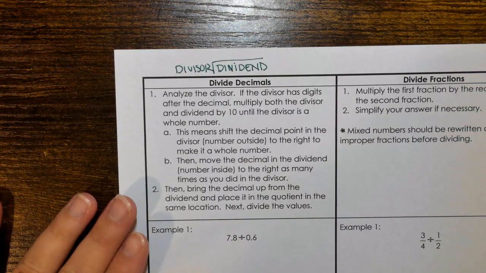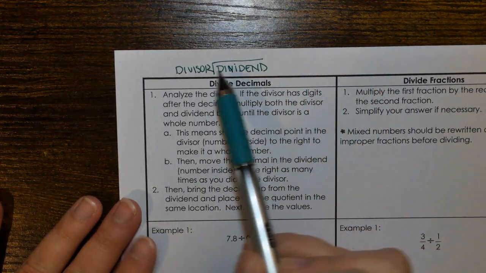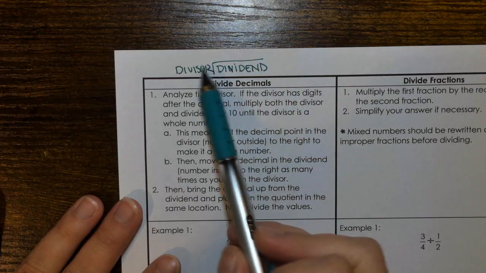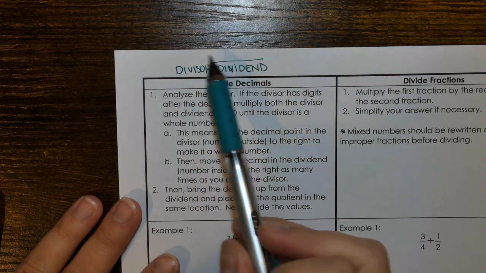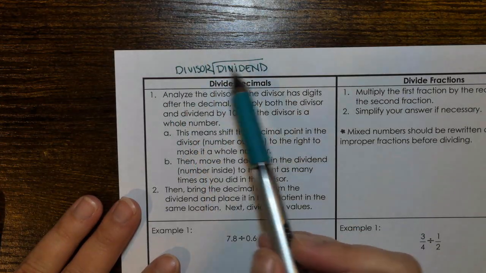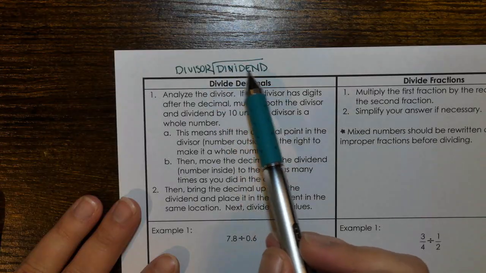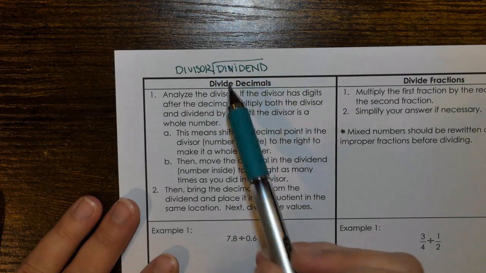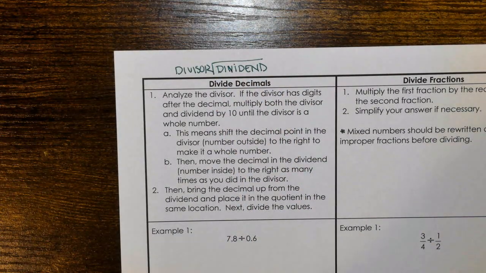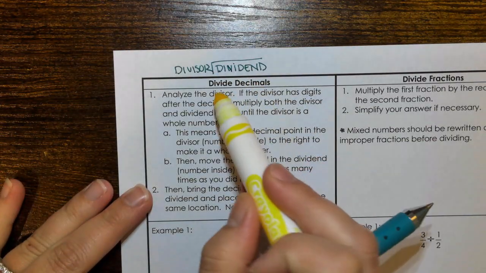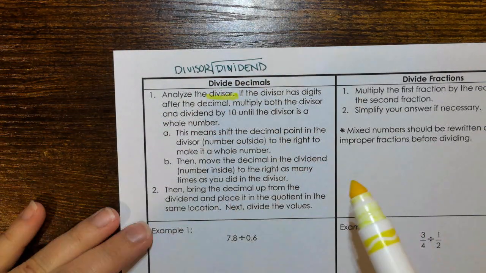Before we can begin dividing decimals, we have to know two vocabulary words. The divisor is the number outside, or the number you're dividing by. The dividend is the number inside, or the number that is being divided. So the first thing you need to do is look at the divisor. What am I dividing by?